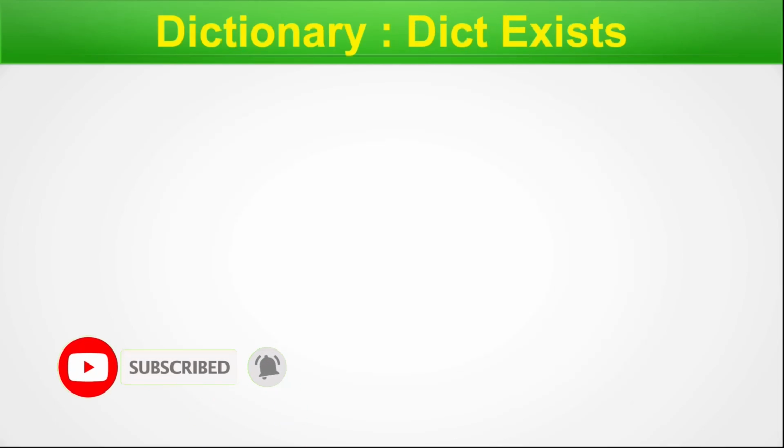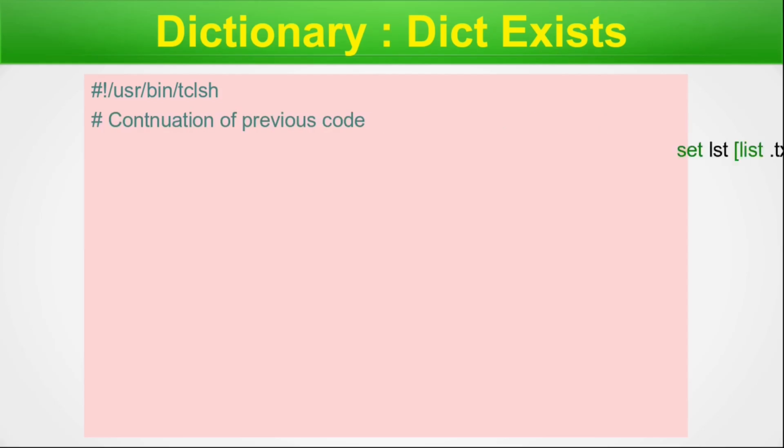We are checking dict exists. This will check whether a particular key exists inside a particular dictionary or not. So here our code will be here. We start our code in the TCL shell. This is the continuation of the previous code, and we set a list. This list contains a couple of extensions: .txt, .ogg, .rar and .doc. So it contains four elements.